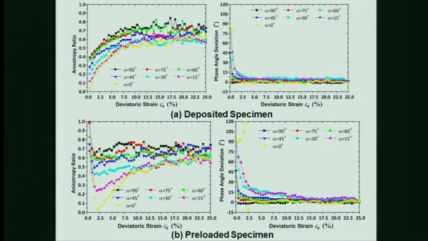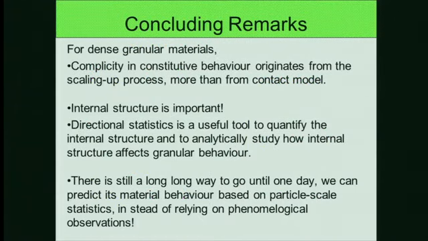And for the preloaded sample, it has a very high ratio of the fabric and force anisotropy. So that explains the high degree of non-coaxiality we observed for this sample. This seems quite theoretical, but actually in our group we have parallel discrete element simulation and experimental work, which gives us good confidence that this is the reason behind everything. So I'm just jumping to the conclusion.